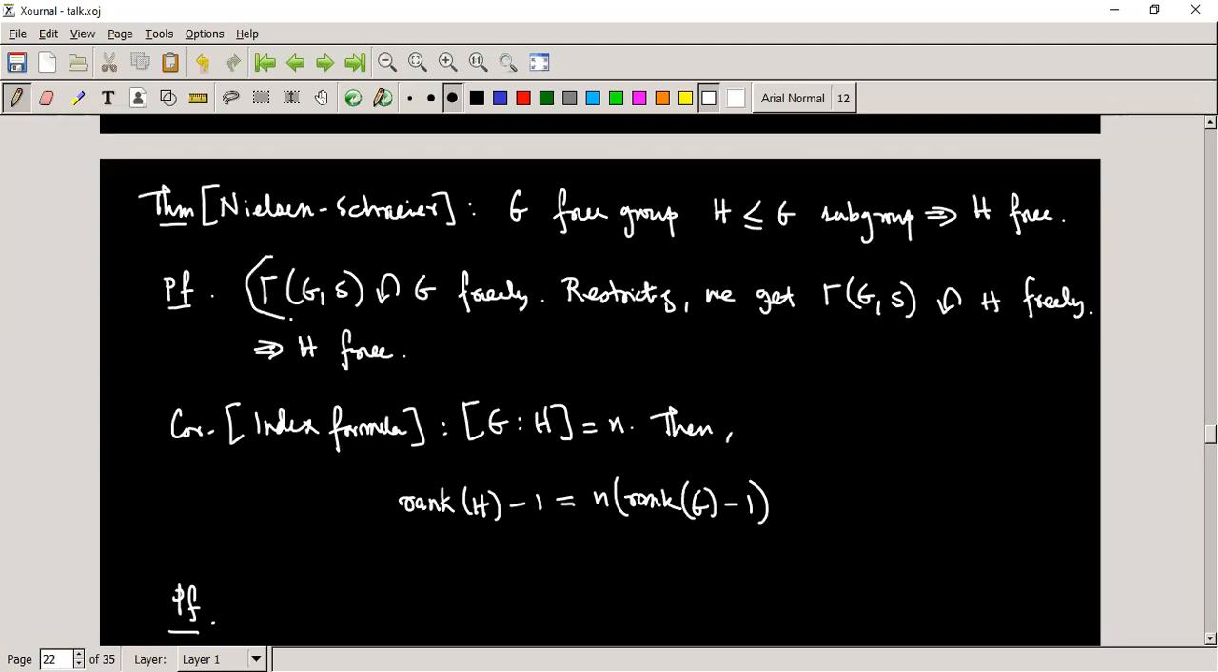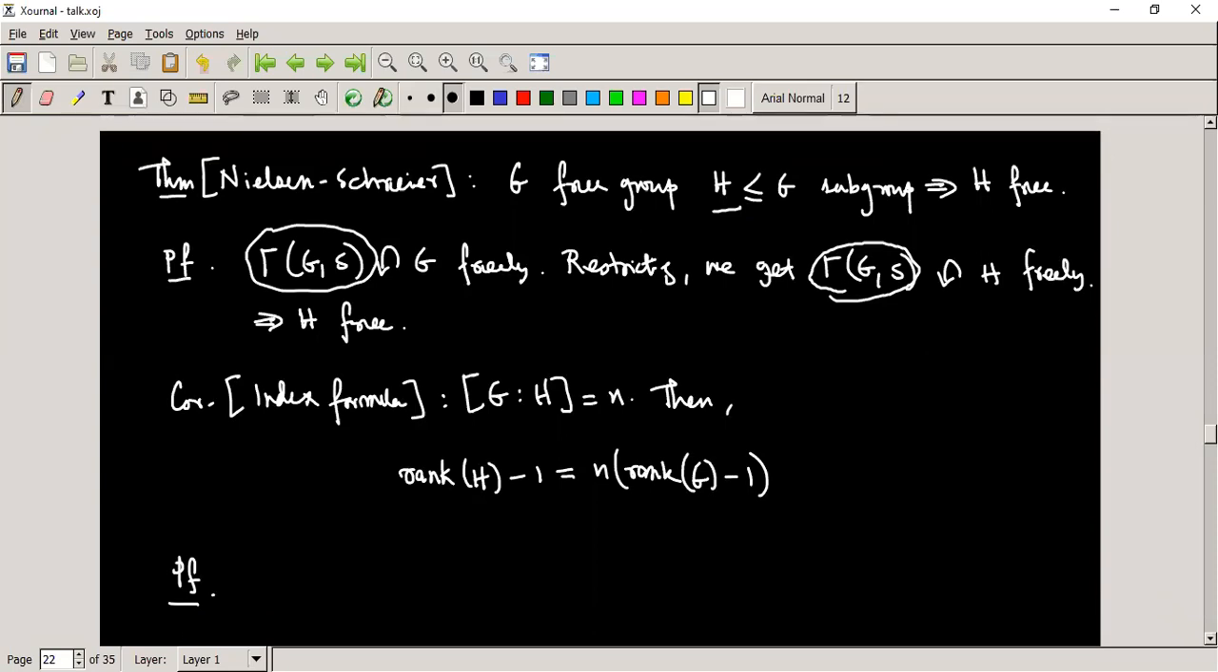Right, so Gamma(G,S) is a tree, because G is free, so G acts freely on Gamma(G,S). Now restrict this action to the subgroup H. H also acts freely on Gamma(G,S), which is a tree, and it acts freely without inversions, because the action of a group on its Cayley graph is also without inversions. You can check that easily. So H is free. It seems like we did it without any work. If you have what we had earlier, it's a one line proof.